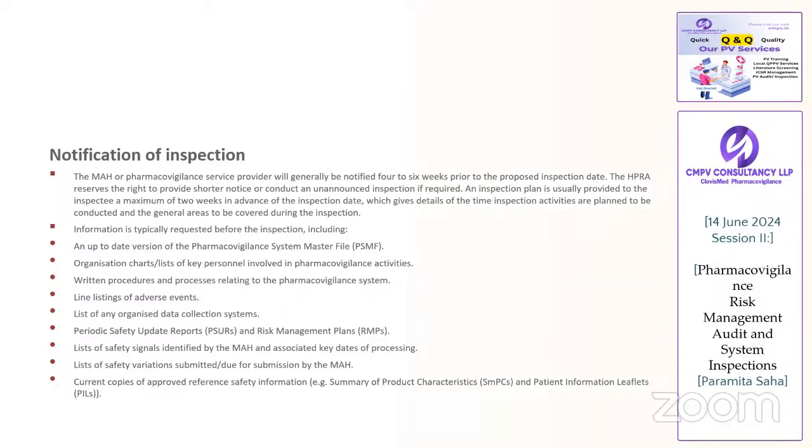They have the right to provide shorter notice and conduct an unannounced inspection. Unannounced means they will not tell you any proposed date. They will say, we are just trying to inspect remotely in a matter of 2 to 4 days, we will connect with you to check these particular documents. That is unannounced. The inspection plan is usually provided to the inspector a maximum of 2 weeks in advance.